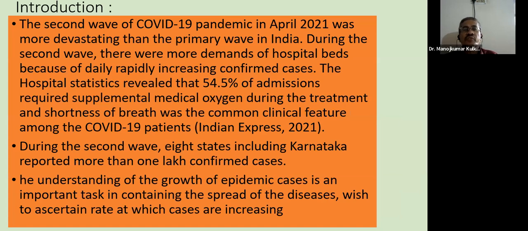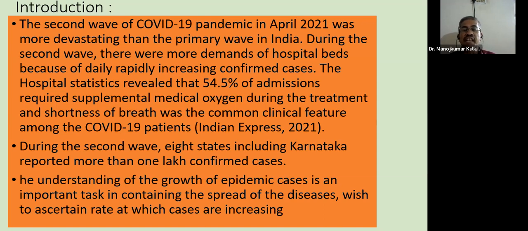The second wave of COVID-19 started last year, on April 29. It was more devastating than the first wave, because in the second wave, all of a sudden, patients required more oxygen, hospital beds were in shortage, not sufficient beds were available, and the mortality rate was very high. So in this situation, it was very essential to understand the growth of the epidemic.